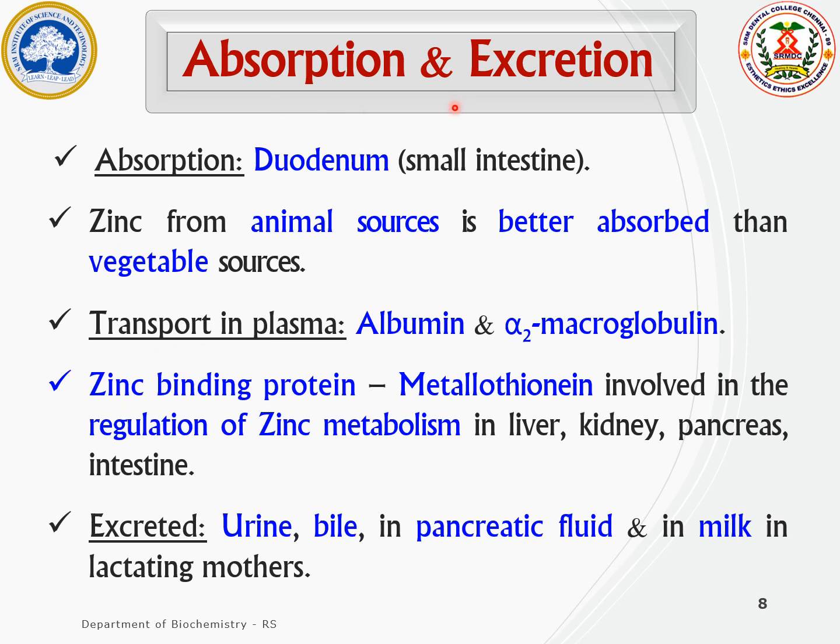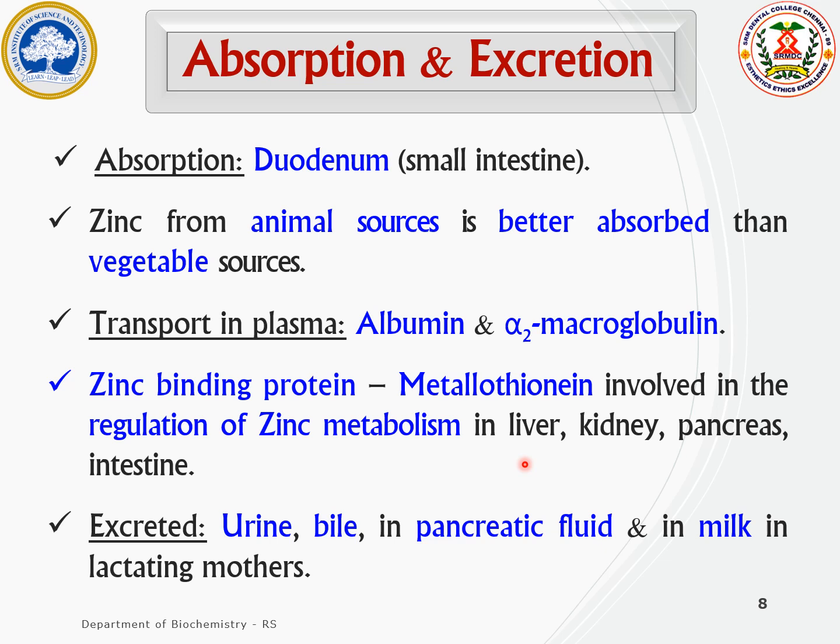This slide shows the absorption and excretion of zinc. Zinc is absorbed mainly in the duodenum of the small intestine. Zinc from animal sources is better absorbed when compared to plant sources. After absorption, zinc binds to the plasma proteins called albumin and alpha-2 macroglobulin and gets transported to the major organs like liver, kidney, pancreas and intestine.